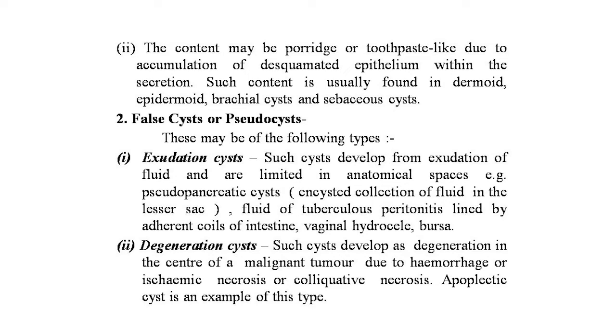And the second type of the cyst, that is the false cyst or pseudocyst. These may be of the following types: exudation cyst, degeneration cyst. First, exudation cyst. Such cysts develop from exudation of fluid and are limited in anatomical spaces, that is the pseudopancreatic cyst, encysted collection of fluid in the lesser sac, fluid of the tuberculous peritonitis lined by adherent coils of intestine, vaginal hydrocele, bursa. Degeneration cyst, the second type of the false cyst. Such cysts develop as a degeneration in the center of a malignant tumor due to hemorrhage or ischemic necrosis or colliquative necrosis. Apoplectic cyst is an example of this type.